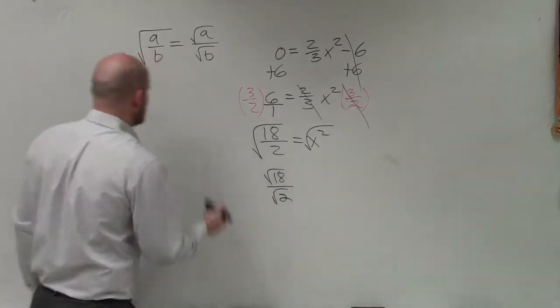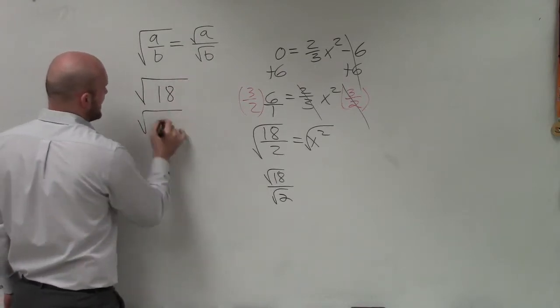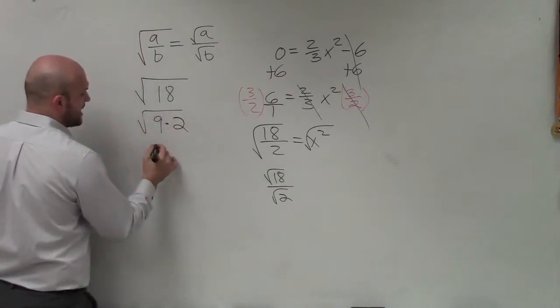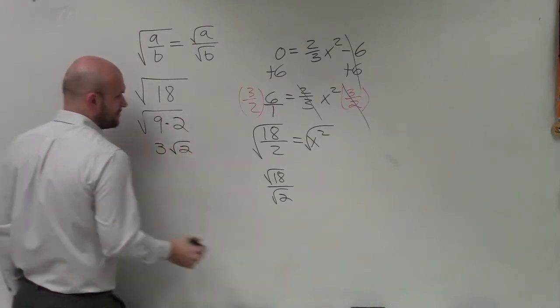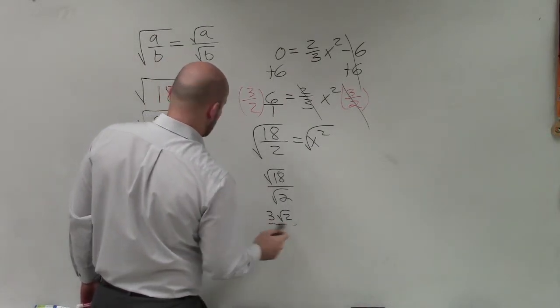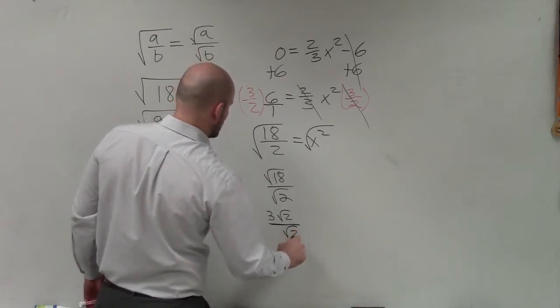And I can simplify the square root of 18. Let's do that over here. I can rewrite the square root of 18 as the square root of 9 times 2. And I can take the square root of 9, which is 3, times the square root of 2. So I'll rewrite this as 3 square root of 2 divided by the square root of 2.